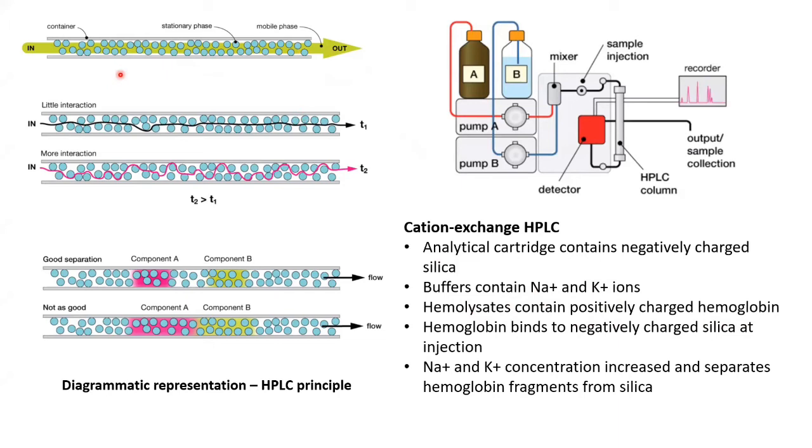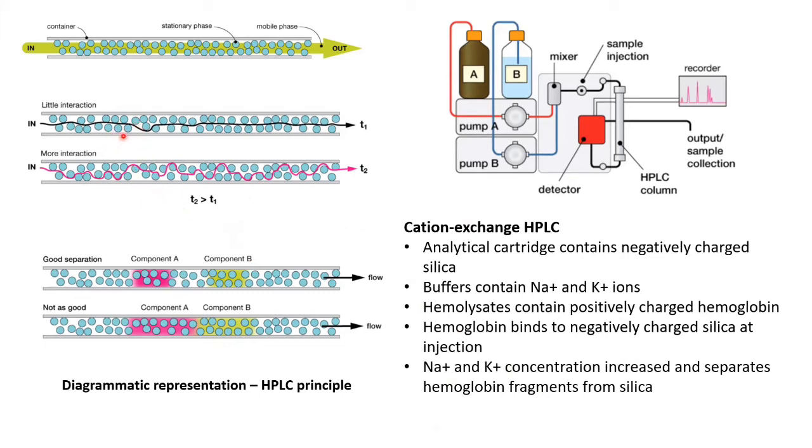So along with the buffer, this hemolysate is made to pass through this HPLC column, and the hemoglobin molecules interact with the silica. So there is an interaction between the positively charged hemoglobin molecule and the negatively charged silica. Depending on the concentration of the sodium and potassium ions within the buffer, as well as the charge on the molecule, which is determined by the structure of the globin chains, the interaction may be less or more with the silica particles.